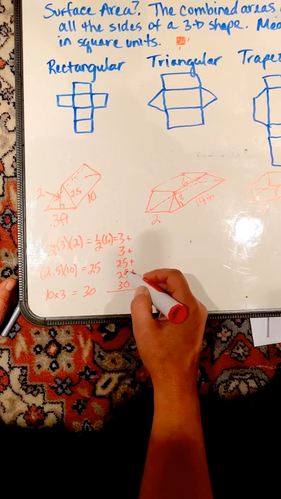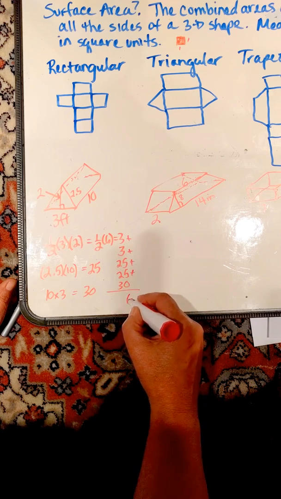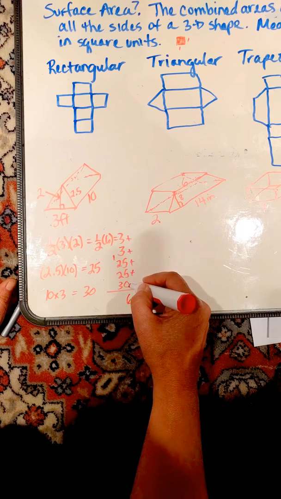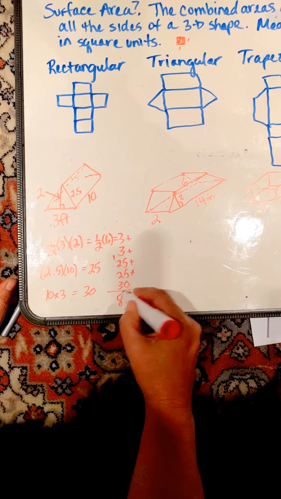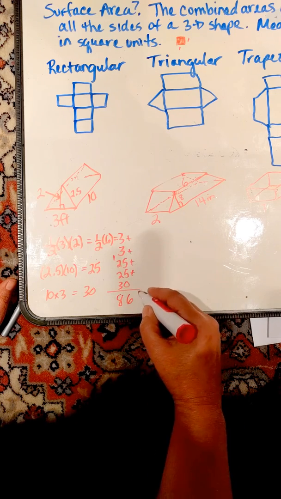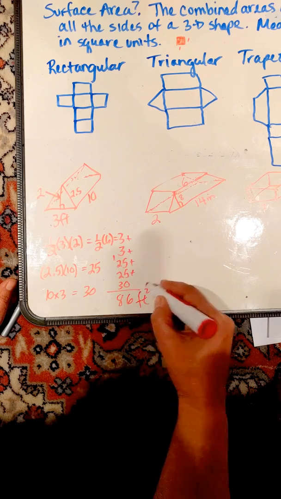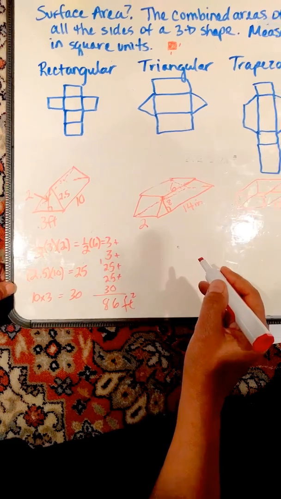All right, if I add this up, that's 10, 11, 12, 13, 14, 15, 16. Carry the 1, and that would be 3, 4, 5, 6, 7, 8, 86. And these are going to be square units, so it'd be feet squared. And that's the surface area for the triangular prism.